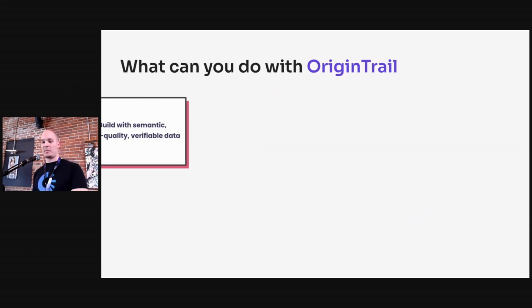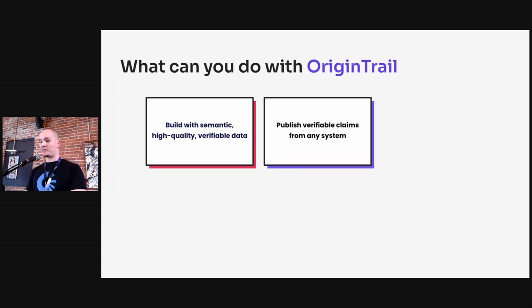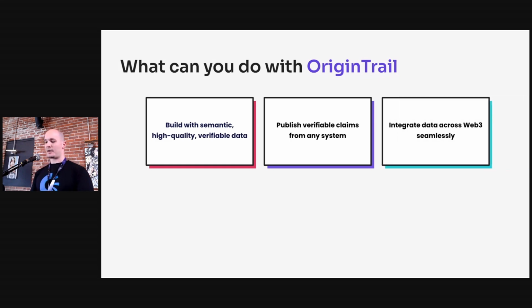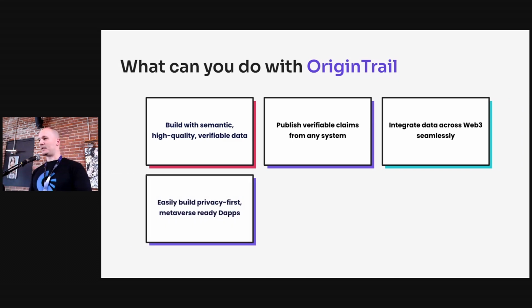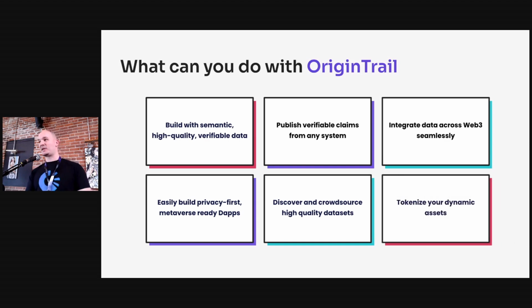So what can you do with it? You can build with semantic high-quality verifiable data, publish verifiable claims from any system. That can be a Web2 system as well, doesn't matter. You can integrate data across Web3 seamlessly in that knowledge graph sense, as we've seen. Basically build privacy-first metaverse-ready dApps. I'll touch upon privacy a bit later. I'll show that in the example. You can crowdsource high-quality data sets. You can find them, search and crowdsource them through something we call knowledge standards, which is in the making. And finally, tokenize your dynamic data assets. So that's a very brief intro.